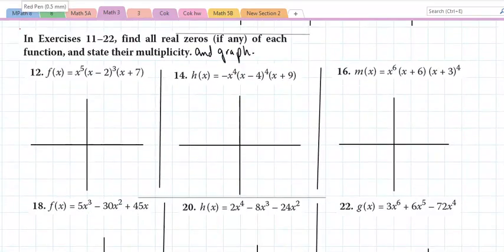They say, find all the zeros, if any, of each function and state the multiplicity. I'm adding, you're going to graph those for me as well. You're graphing everything in this section. So, x equals 0, x equal 2, and x equal negative 7. If I put x equals 0, I'll get 0, so it's right there.